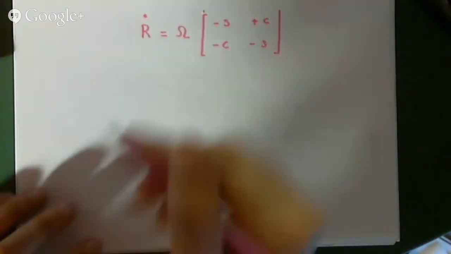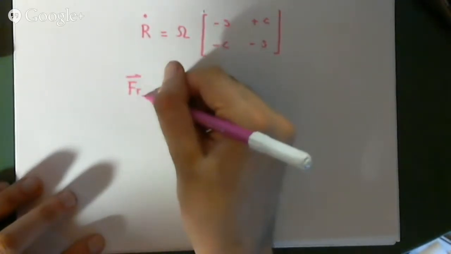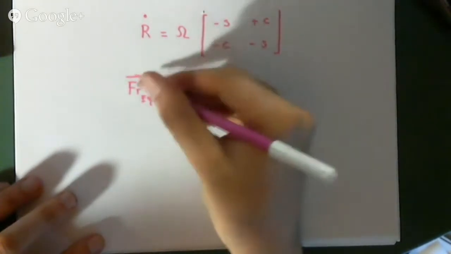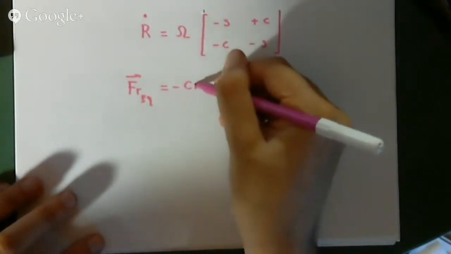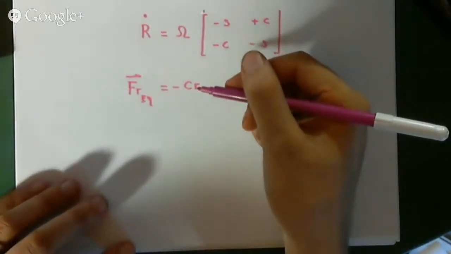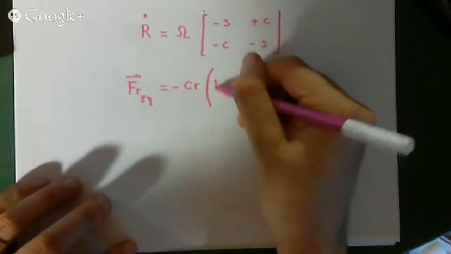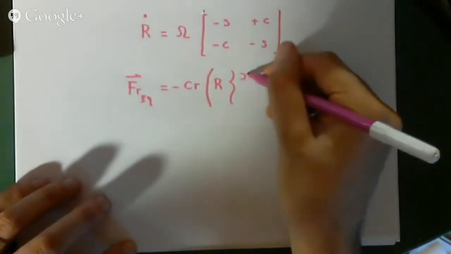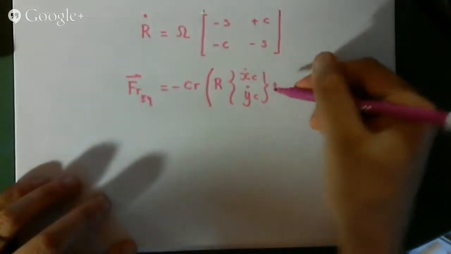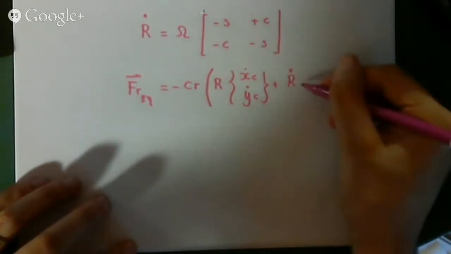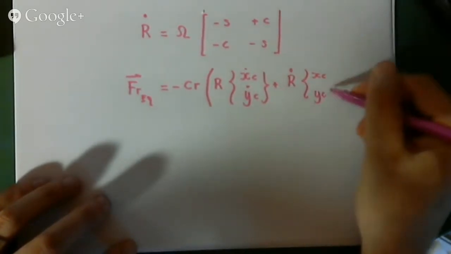So from the equation for F_r zeta eta equal to minus Cr of zeta point C, eta point C, we obtain R applied to x point c, y point c, plus matrix R dot applied to xc, yc.